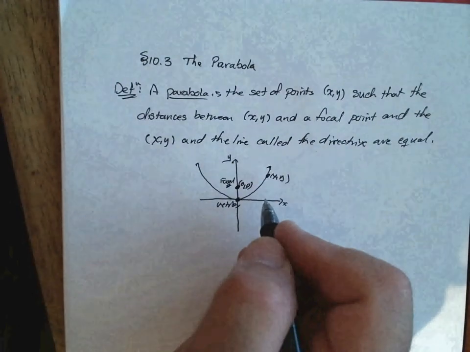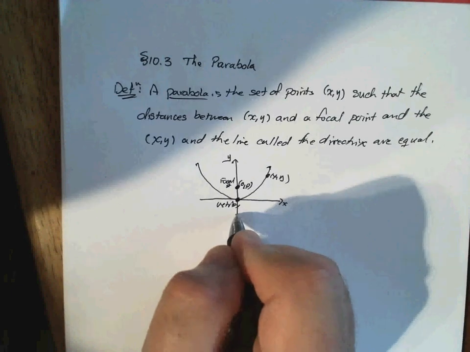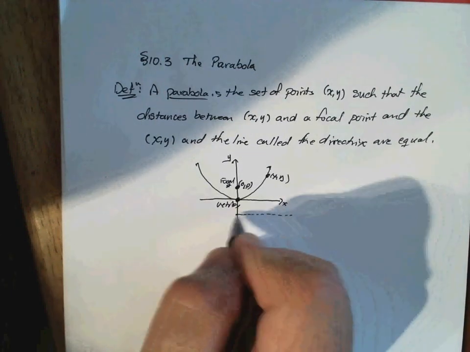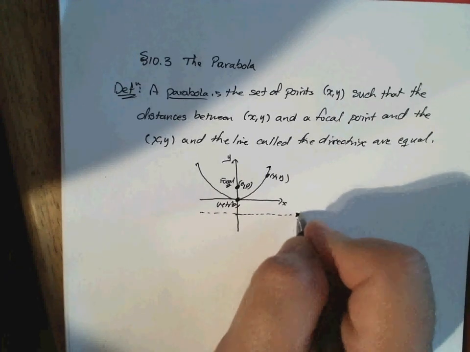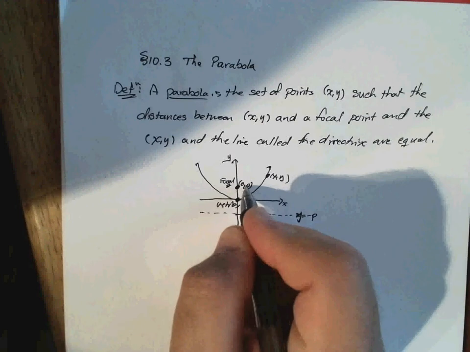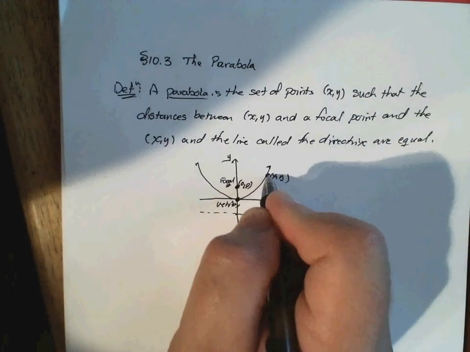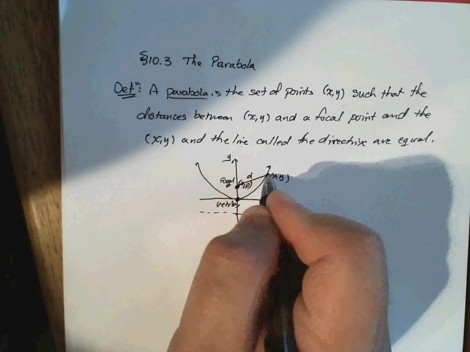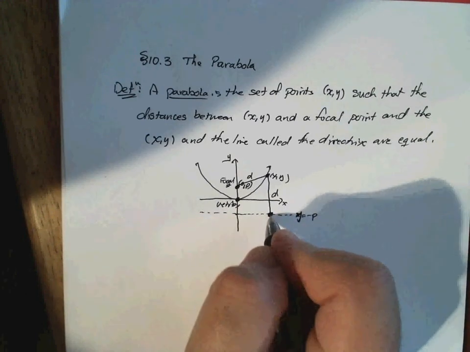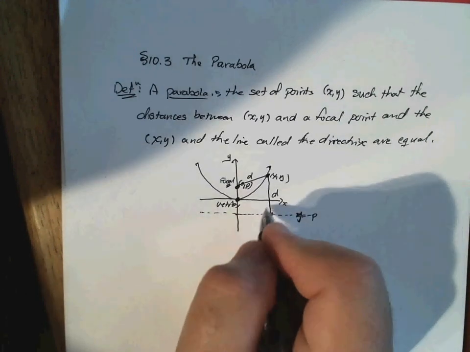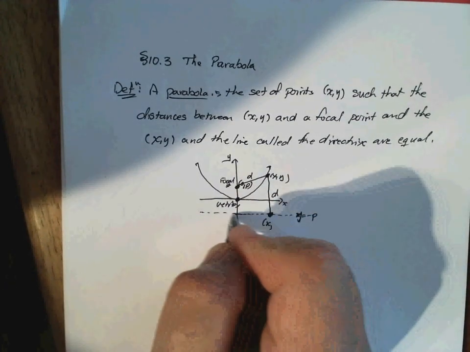Then opposite of the vertex, down, will be this line called the directrix. And this is a line at the height of y equals negative p, the opposite in height of the focal point. And what is going to be true is this distance here and this distance here are the same. Now the point that's being hit here on the directrix line would be the point that has the same x-coordinate as this point and the same y-coordinate as this line.